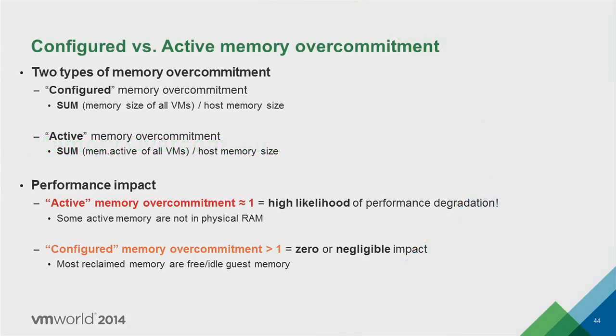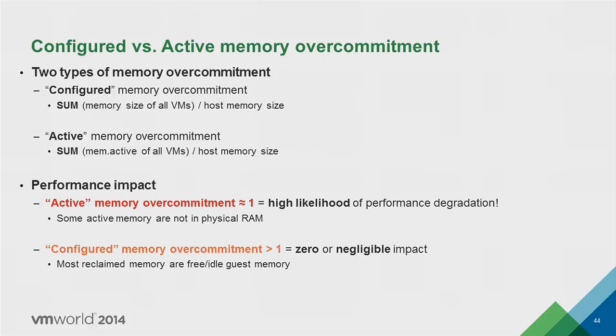Before answering the question of how to overcommit a host, I'd like to refine the concept of memory overcommitment. There are actually two types of memory overcommitment. The first one is configured memory overcommitment, which is the sum of the configured memory size of all VMs divided by the host memory size, which is also the concept described by Rajesh. I'm going to introduce a new type of memory overcommitment, which is called active memory overcommitment. It is the sum of the active memory of all VMs divided by the host memory size.